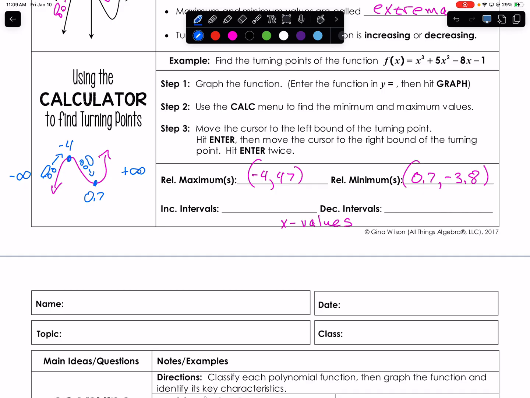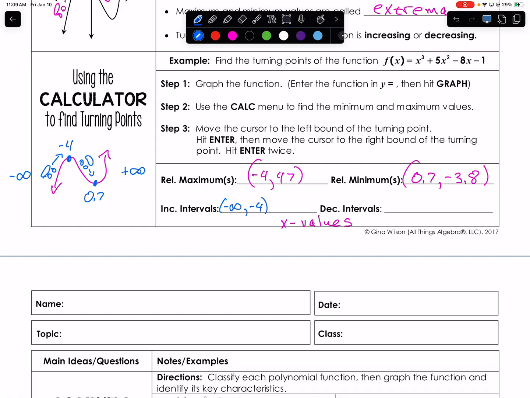So increasing, very nice. It's increasing from where to where at first? We go left to right with intervals. So the leftmost increasing interval is from where to where? From negative infinity to negative 4. Negative infinity to negative 4.